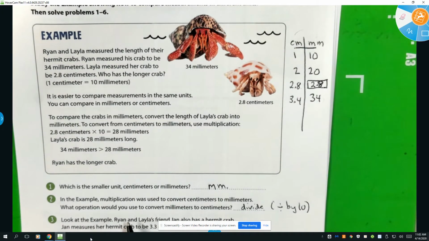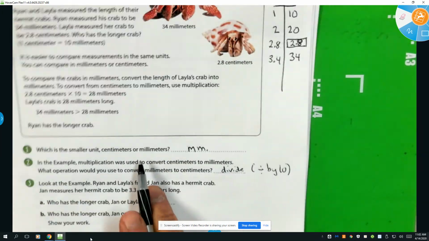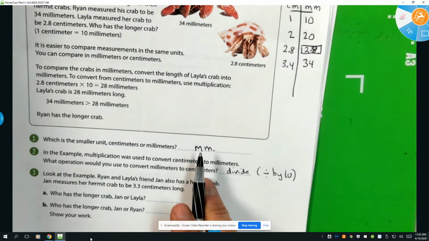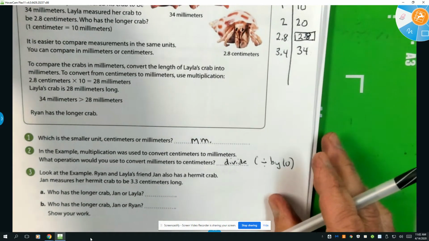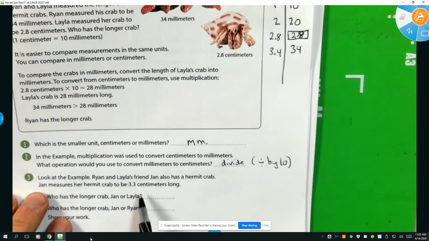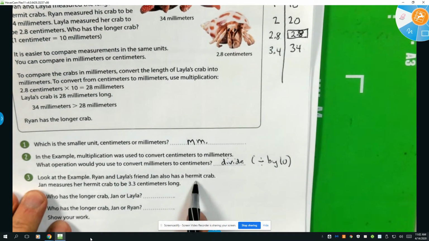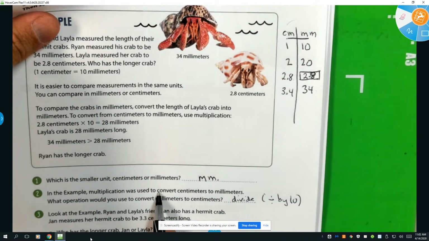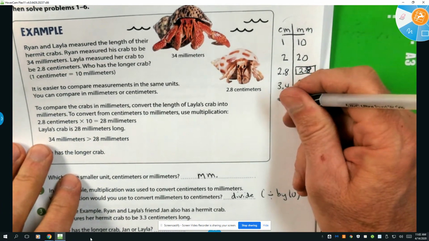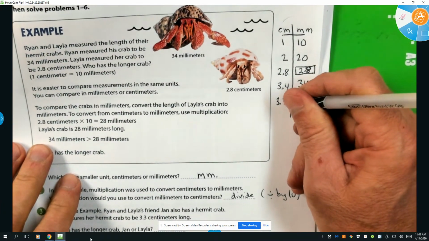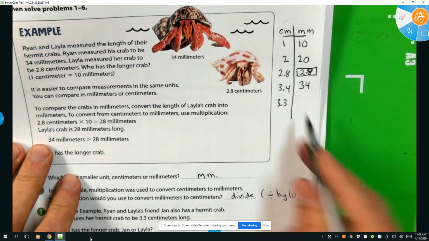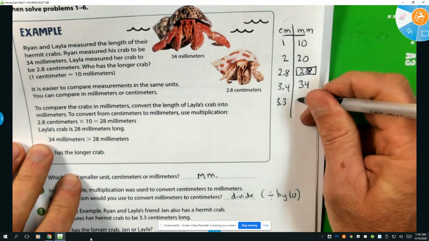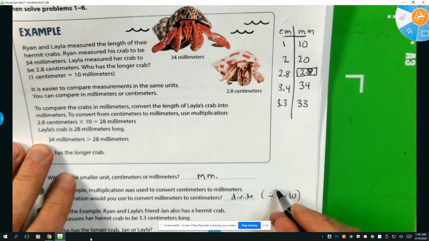Number 3, look at the example. Ryan and Layla's friend Jan also has a hermit crab. Jan measures her hermit crab to be 3.3 centimeters long. Let's just put it up here. So Jan's is 3.3. Well, if we multiply that by 10, just like everything else, it's going to be 33 millimeters.